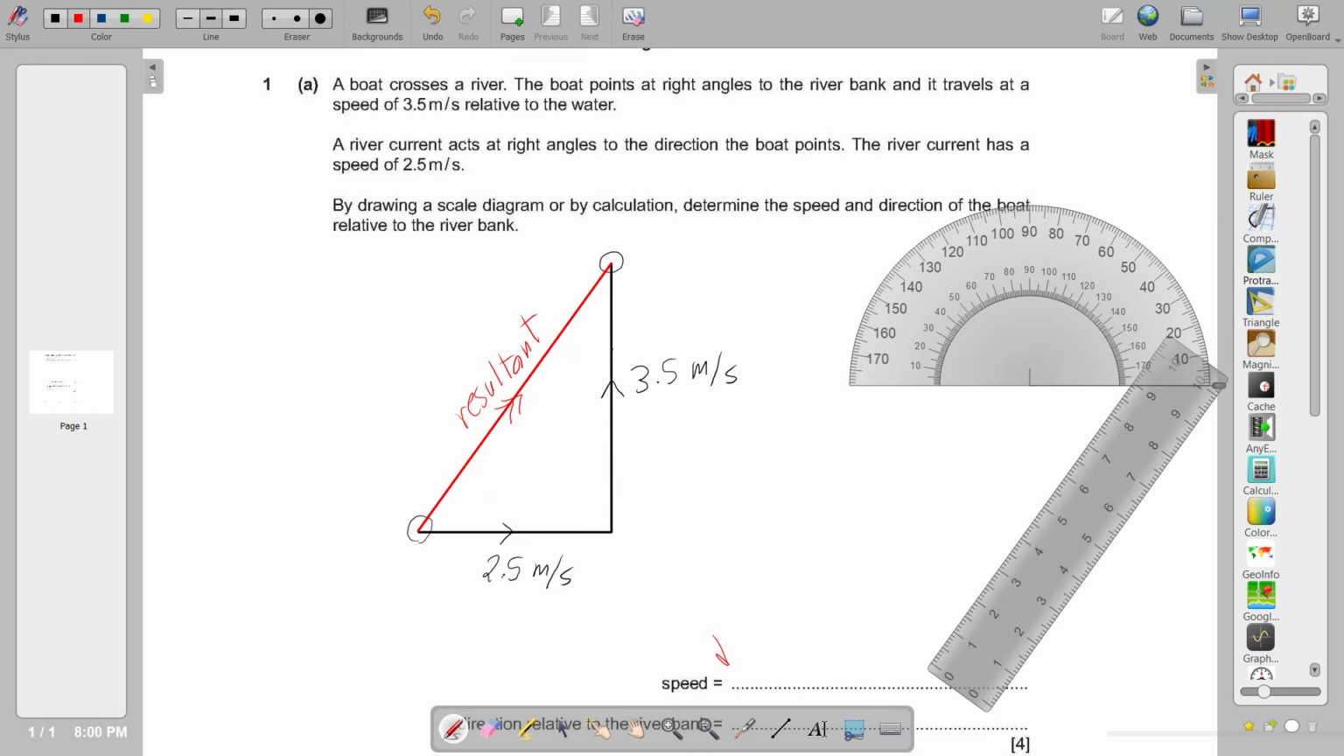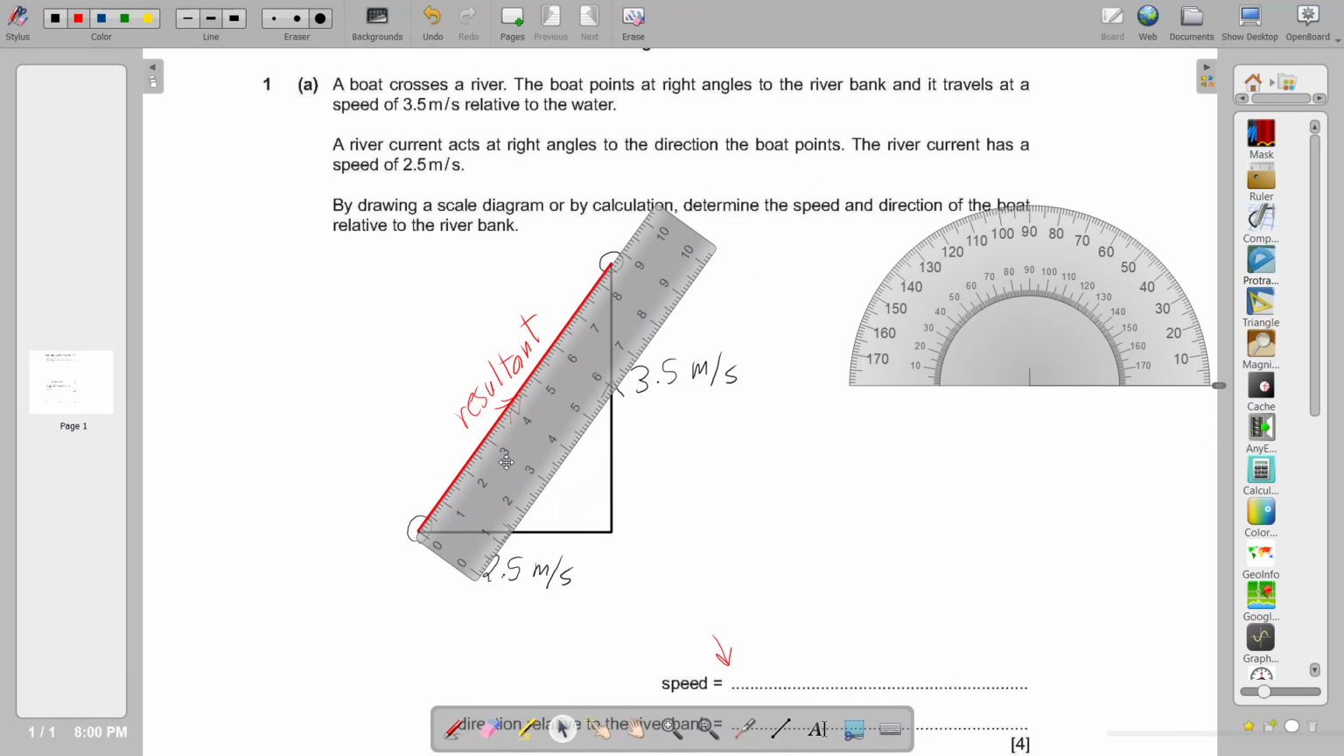To get the actual value of the speed, we need to measure the length of the resultant. In this case, in my drawing, it is 8.6 centimeters, but 8.6 centimeters is not a speed. We have a scale of 1 centimeter representing 0.5 meter per second, and we measured 8.6 centimeters. So we need to know what this represents in meters per second. So we multiply by 0.5, which gives us 4.3 meters per second. And now for the direction.